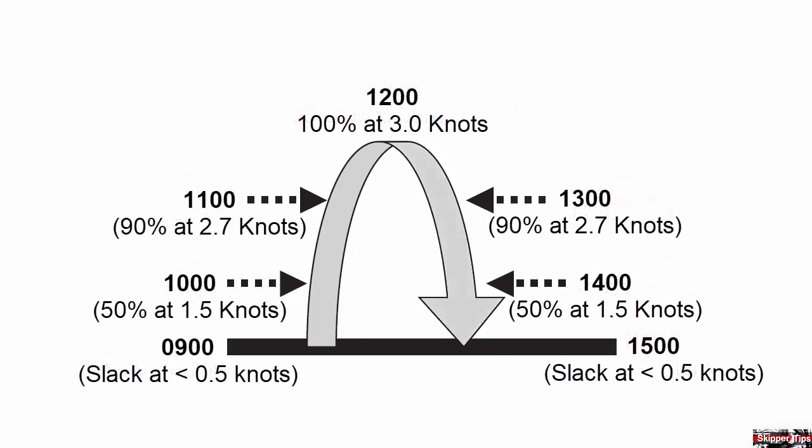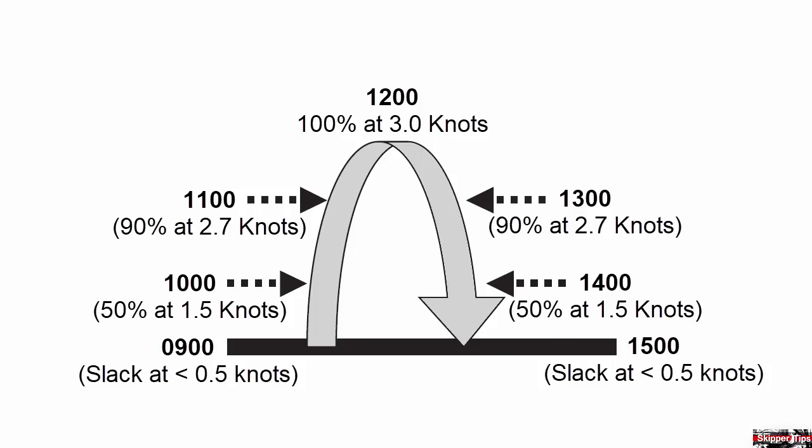Follow this example. You go online or use tidal current tables to determine the current speed and direction and find that slack water will begin at 9 o'clock, maximum current will be at 12 o'clock at a speed of 3 knots, and slack water again at 1500. Let's use the 50-90-100 rule to determine the speed at each of these hours throughout the cycle.